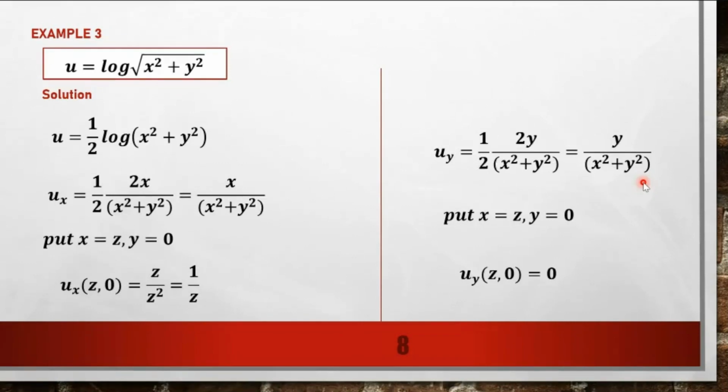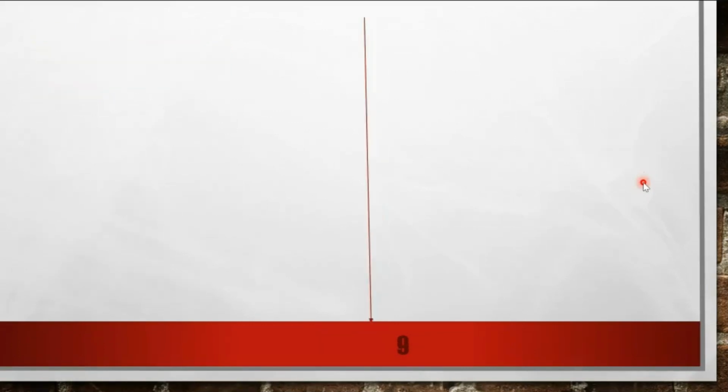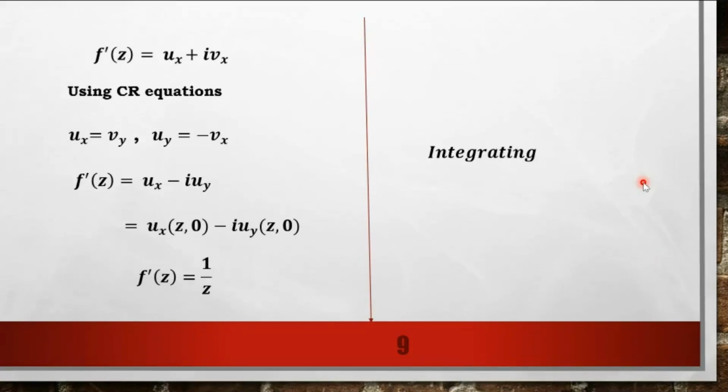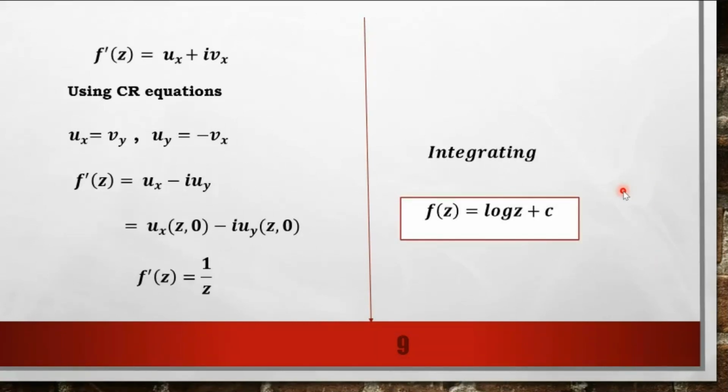Now substituting ux uy in f dash of z. तो f dash of z होता है ux plus ivx, again using the CR equation, converting that to ux minus iuy. Yes, correct. So ux क्या था? 1 by z. uy is 0. So f dash of z is 1 by z. So f of z will become log z plus c.